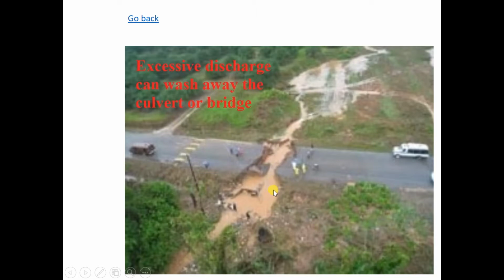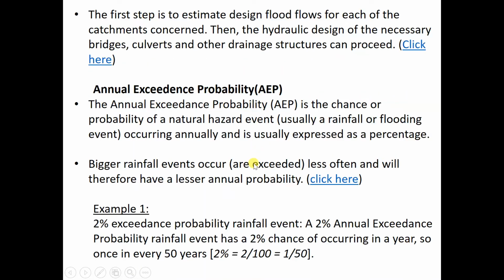So actually the road engineers or the drainage engineers who designed this road will be called in, and they are responsible for this faulty design. It's probably that the capacity is not right, it's too small, it's under-designed. So the first step is to estimate the design flood flow for each of the catchments concerned. Then the hydraulic design of the necessary bridges, culverts, and other drainage structures can proceed.